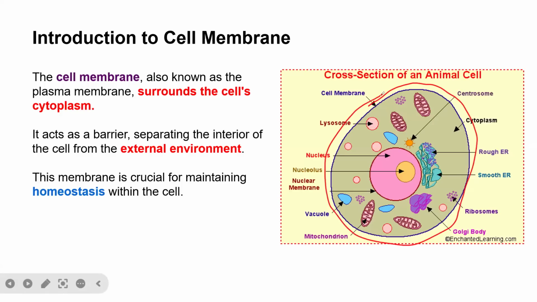That is why we say it separates the interior of the cell and the external environment. This is the interior, whatever is inside, it is the interior of the cell, and outside is the external environment. So it is the cell membrane that separates the interior of the cell and the outside of the cell, that is the external environment. And we can see clearly it is around the cytoplasm.